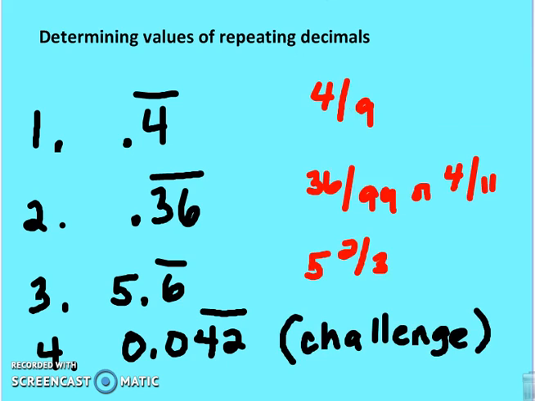Okay, so you should get 4/9, 4/11, 17/3, and then the last one is going to be 7 over 165. So I'll write that in here. 7 divided by 165.